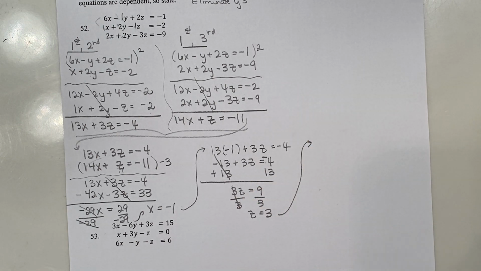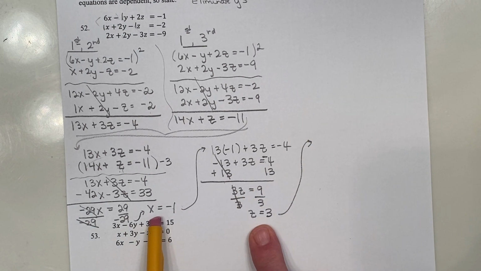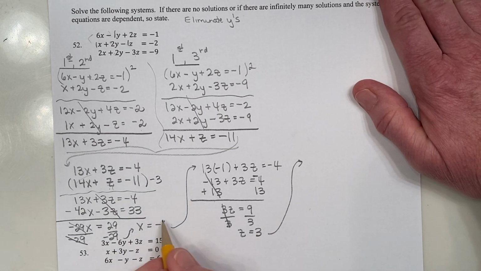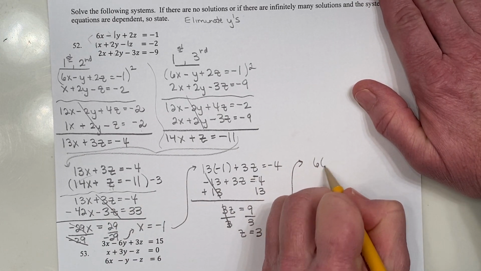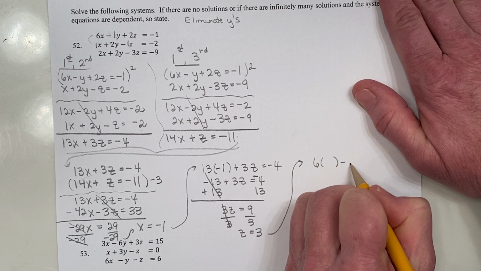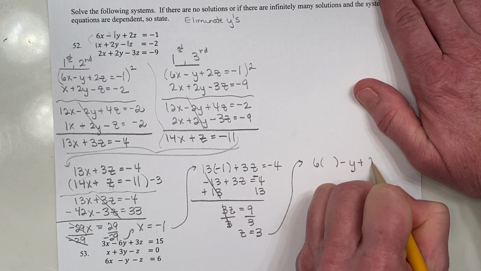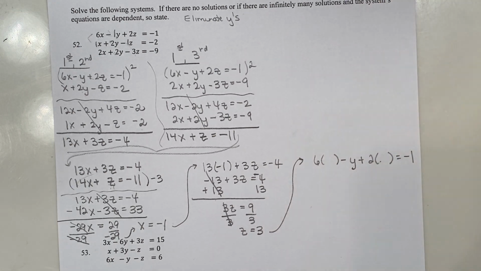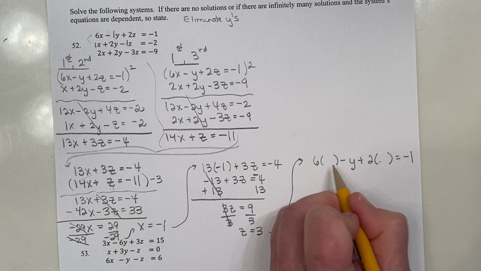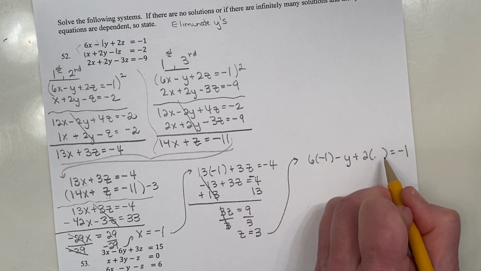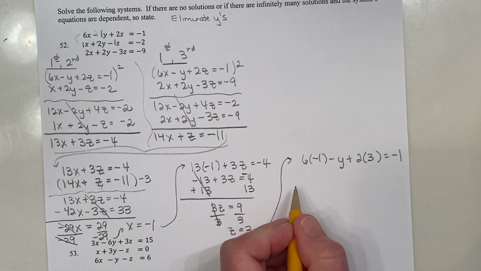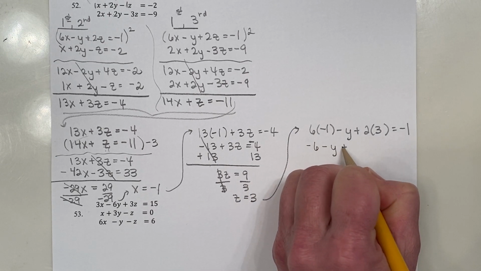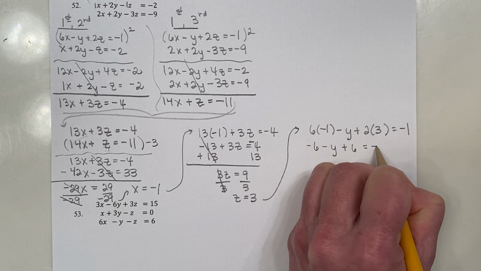Okay, as a final step, now that we have x and z, let's go back to the original problem, choosing one of the equations up there at the top to find y. I'll just work with the top equation. So 6x, which I have, minus y, which I don't have, plus 2z, which I do have. So let's see, x was -1 and z was 3. So this is -6 minus y, and then this product is 6.